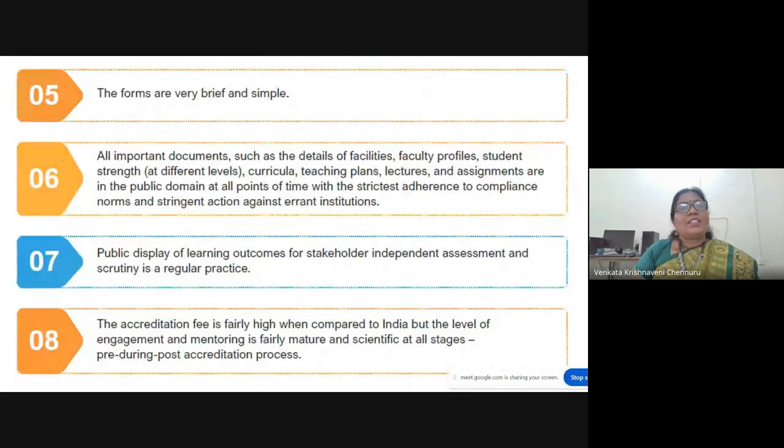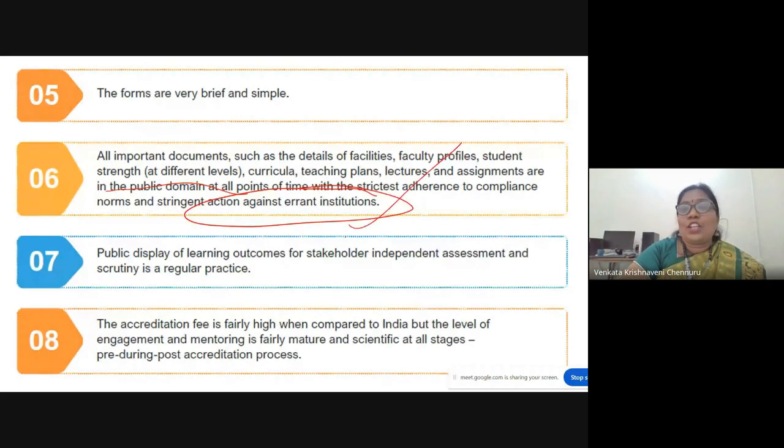Next, the forms are very brief and simple. All important documents such as the details of facilities, faculty profiles, student strength at different levels, curricula, teaching plans, lectures and assignments are in the public domain at all points of time, with the strictest adherence to compliance norms and stringent action against errant institutions. They should not give any erroneous data. Public display of learning outcomes for stakeholder independent assessment is a regular practice.